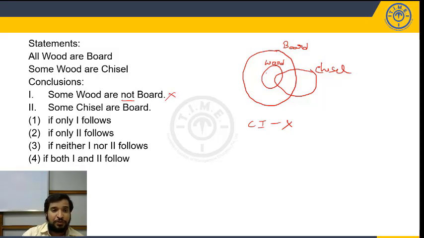Next, conclusion 2. Some chisel are board. Yes, I have some intersection between board and chisel. It's an affirmative conclusion and it logically follows. Hence only conclusion 2 follows. That is choice 2.